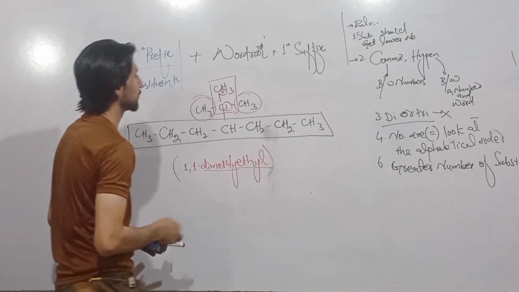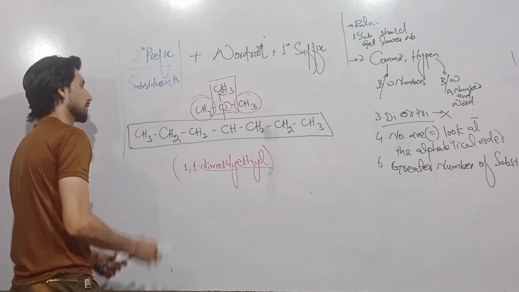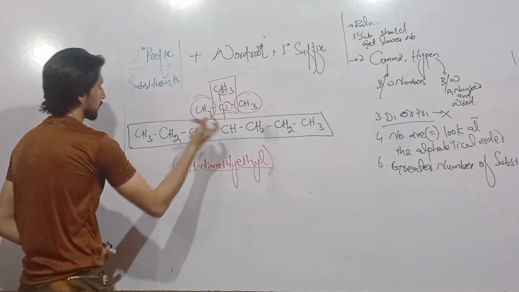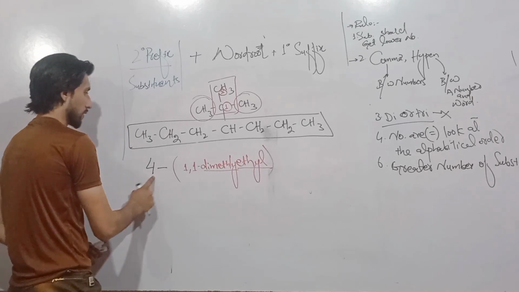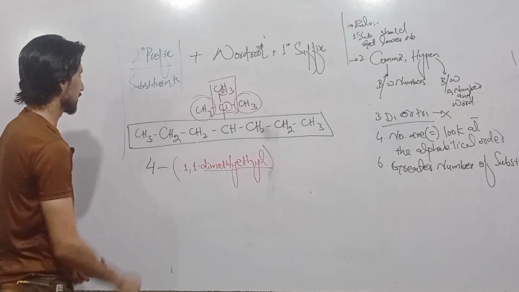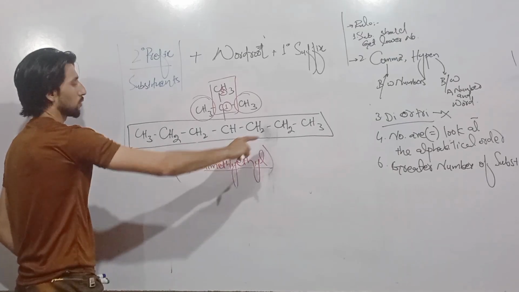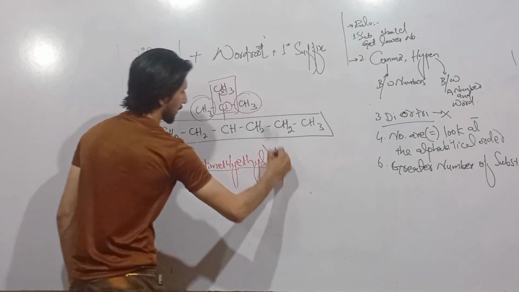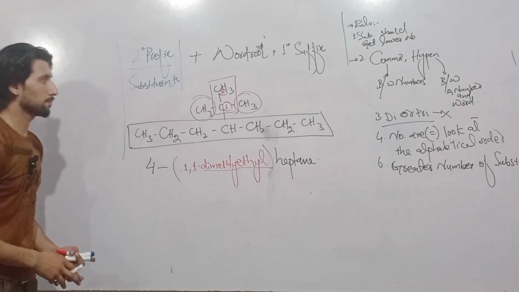Now is the tricky part. We have already learned that we should number our main chain from the side that is nearer to our substituent. So from this side 1, 2, 3, and 4, and from this side 1, 2, 3, and 4. So from both sides I'm getting it on number 4. So this complex substituent, which is enclosed in the parentheses, is present on carbon number 4 of my main branch. What are the total number of carbon atoms present in our main chain? 1, 2, 3, 4, 5, 6, and 7. Heptane. So this is the name for our complex substituent.